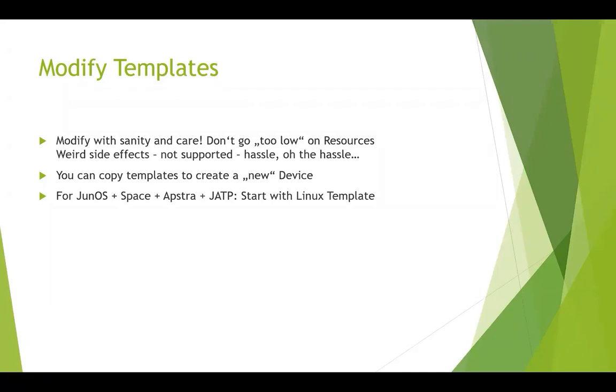If you start with a new Juniper device, let's say you want to add Apstra or JATP or a new device that comes out tomorrow and you don't see it in the template list of EVE, start with a Linux template. Most of the stuff will work with the Linux template. Add and modify that to your needs, and then you're good to go. And then you can even run things that are officially not listed, but they will still work. And it's the same with third-party images. As long as you have a KVM image, EVE will be able to run it.